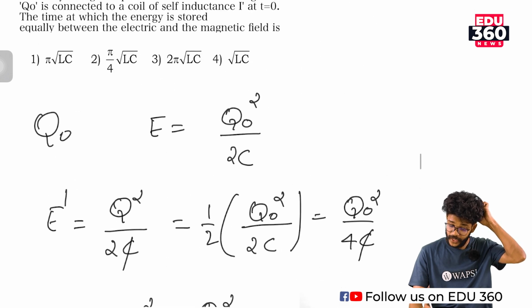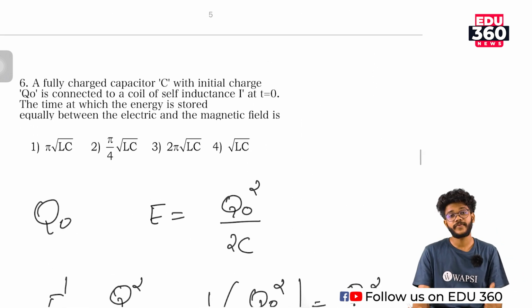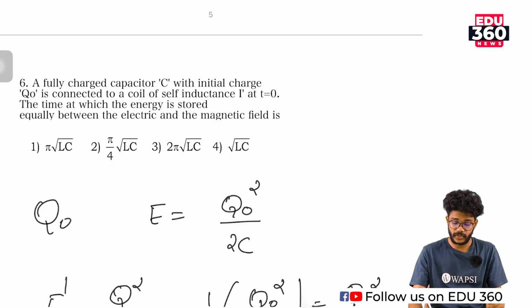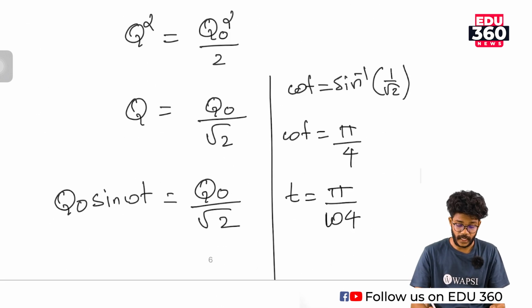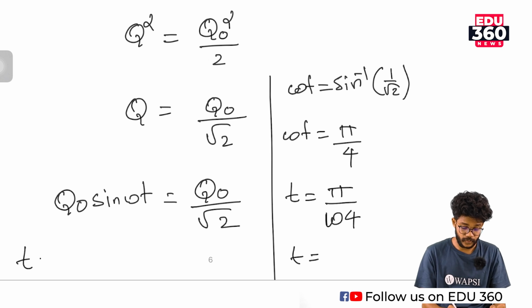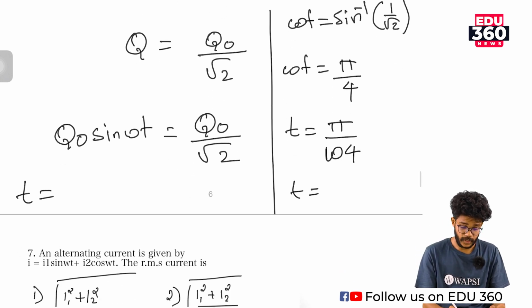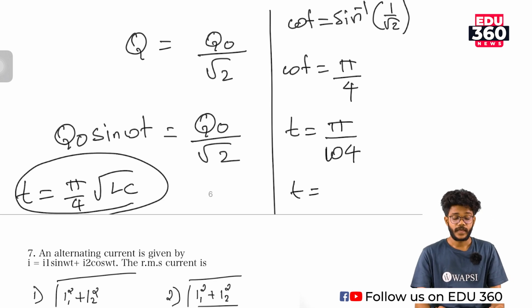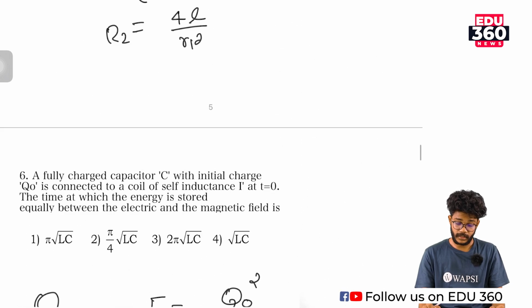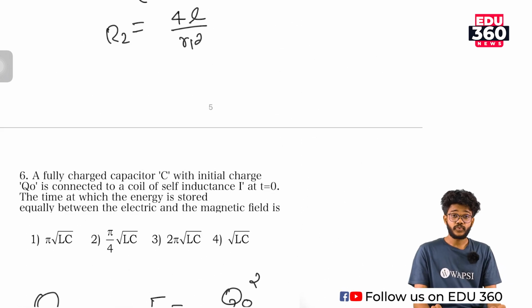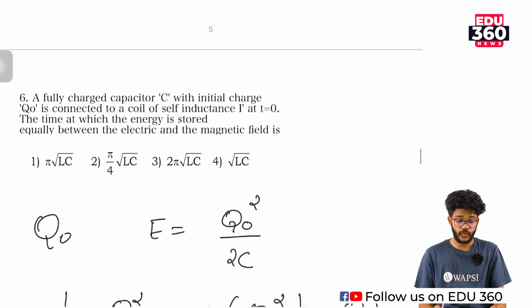So we want to find omega. We know that omega is equal to 1 by root of LC. Substituting in this equation, time t is equal to pi by 4 into root LC. See, pi by 4 into root LC is option 2. Option 2 is the correct answer. Okay, so we can move to the 7th question.